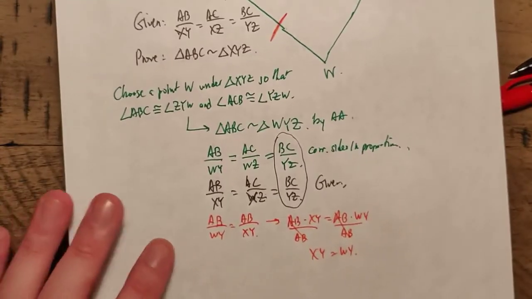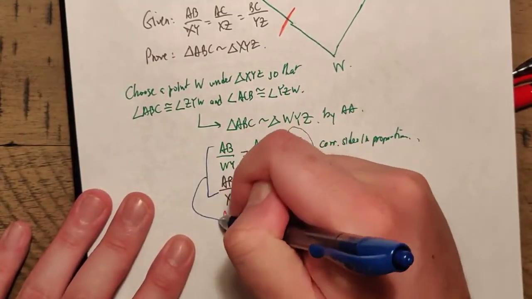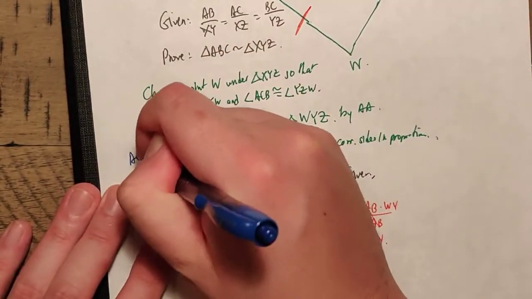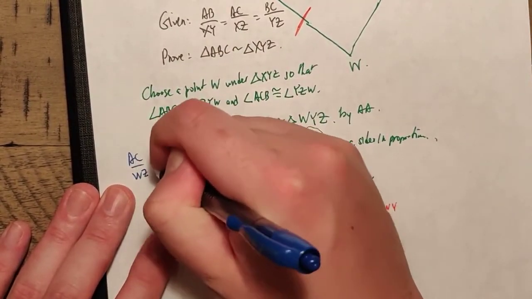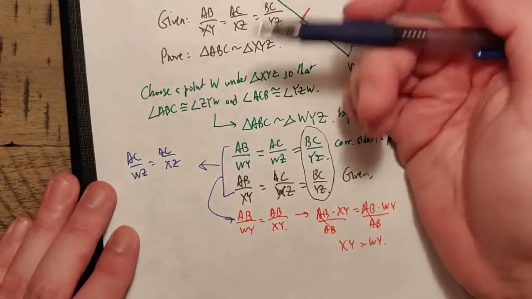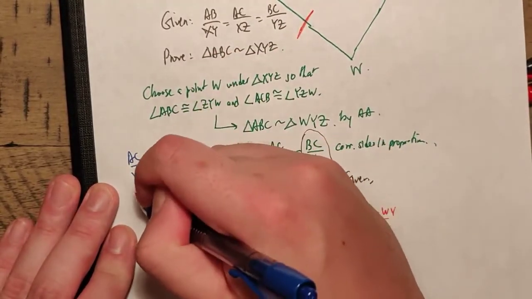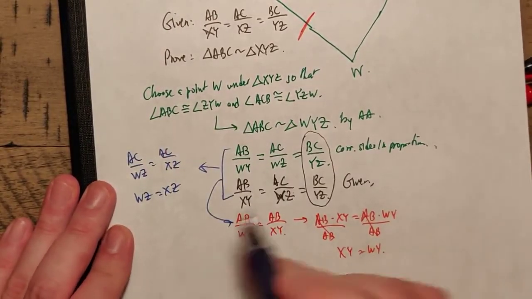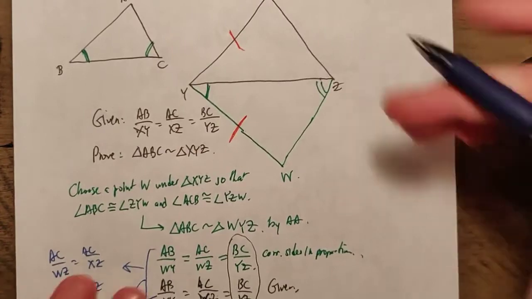In addition, these two lead to this. They also lead to, well, let's see, now we can match the other two. AC over WZ equals AC over XZ here. But wait a minute, again, the same idea occurs. We can do the cross multiplication, and we can show that WZ equals XZ here by doing exactly the same thing we did over here.